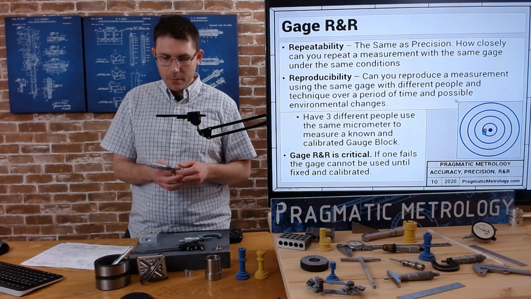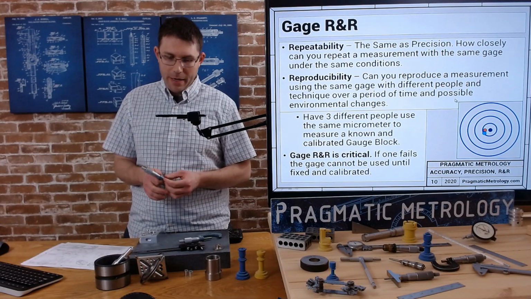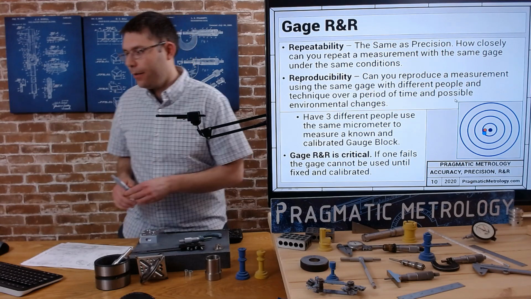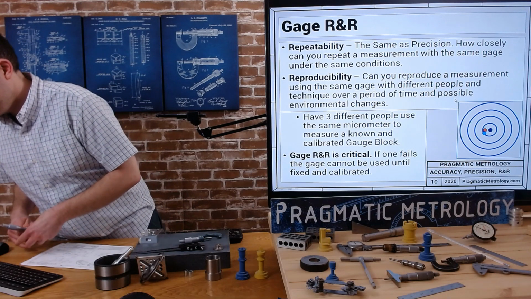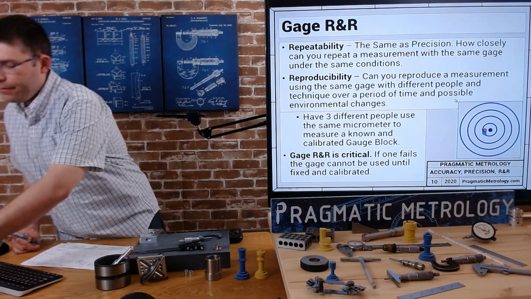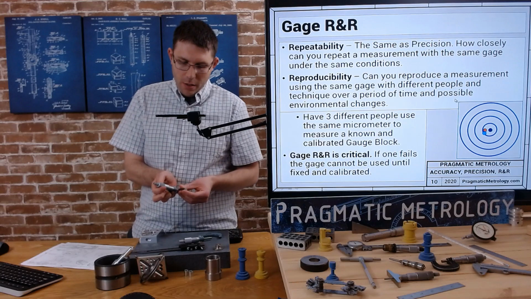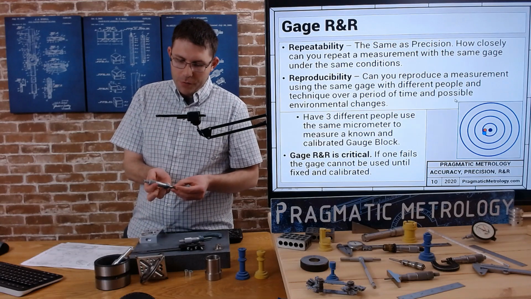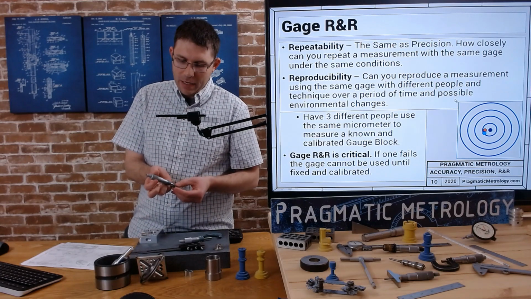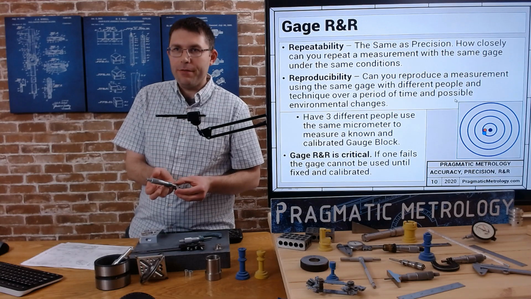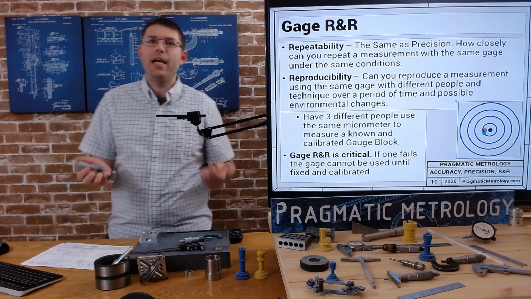So everything's the same. If I measured this half-inch gauge block with the same technique 5 times, what do I get 5 times? What is the spread? What is the average?